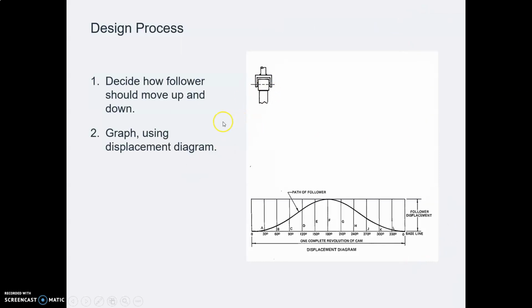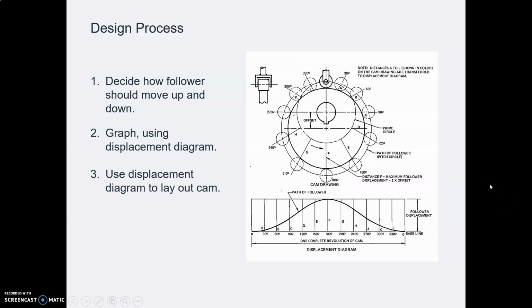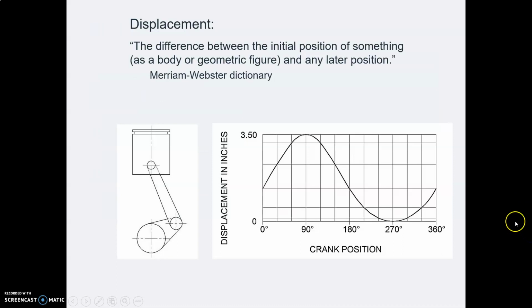Once we decide how we want the follower to move, we graph that motion, and the graph is called a displacement diagram. Here's one at the bottom. And then we'll use that displacement diagram to draw the lumps on our cam. And in the next set of slides after this one, we'll look at how to do that. So displacement is just the difference between the starting point and the ending point.